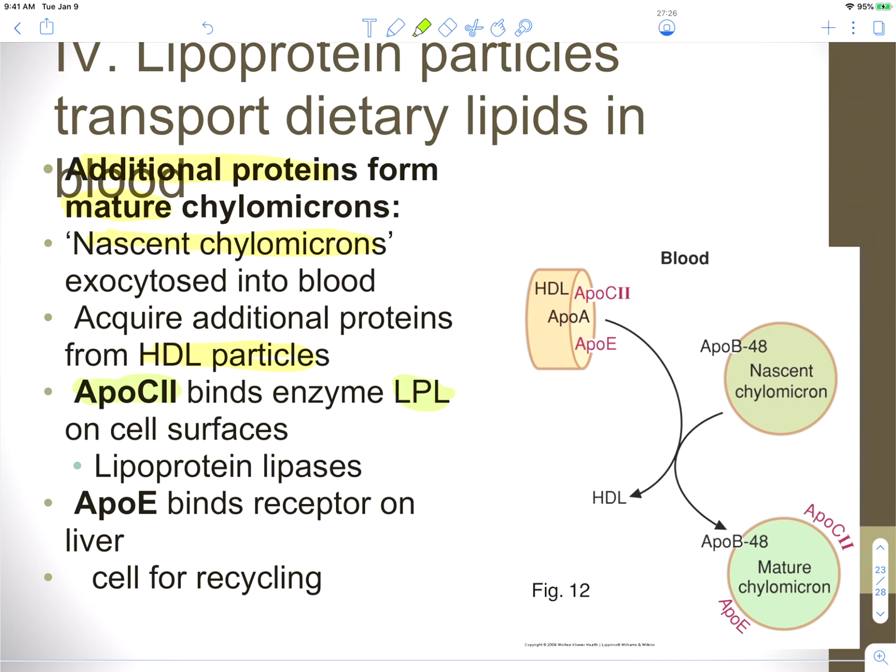And then also HDL particles are going to transfer ApoE. And ApoE is important because it's going to allow the chylomicron to interact with the liver. So the liver can pick up remnants of these particles and recycle them, digest them, get them out of the blood in essence. And so here's what it's just showing: your high density lipoprotein particle has ApoC2 and ApoE. You have your ApoB48, your nascent chylomicron. Your HDL is going to transfer that ApoC and ApoE to the chylomicron, and this nascent now becomes a mature chylomicron.